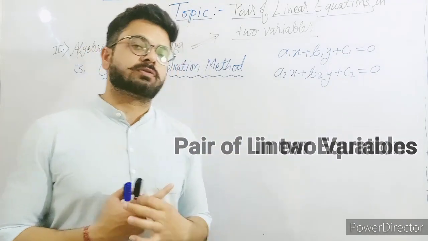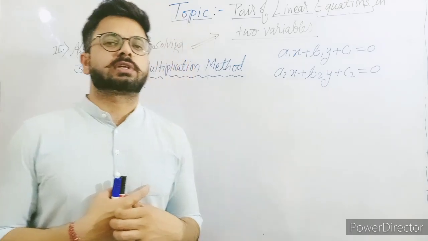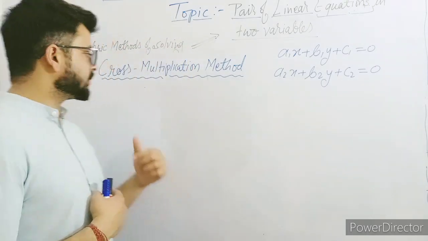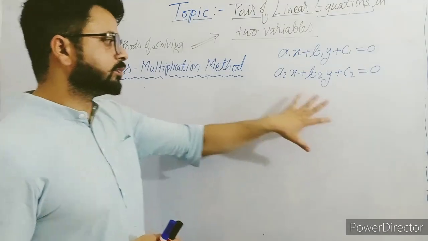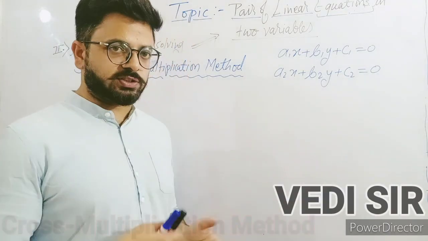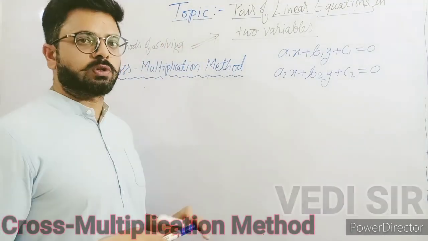In the algebraic method, the first part was the substitution method, the second part was the elimination method, and the last part of algebraic is the cross multiplication method. In this, no need to mug up the formula. I will tell you the procedure. It's a very easy method to solve the question.